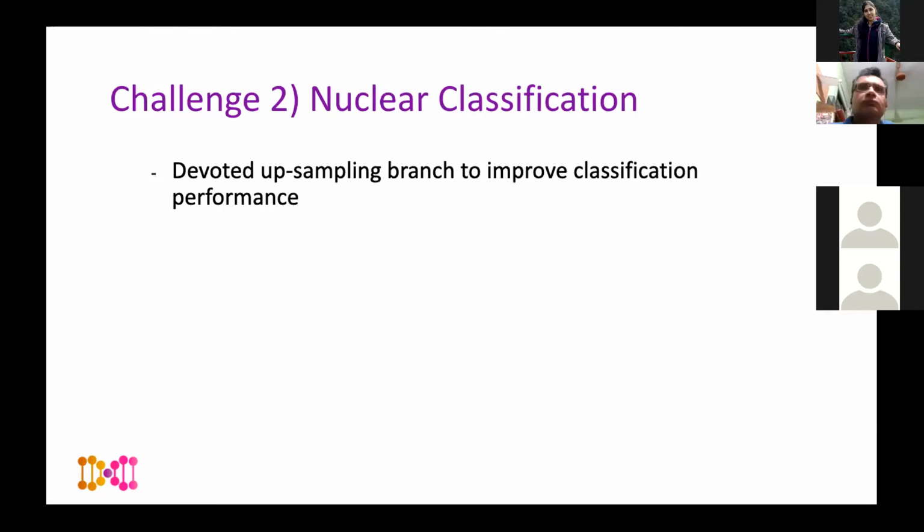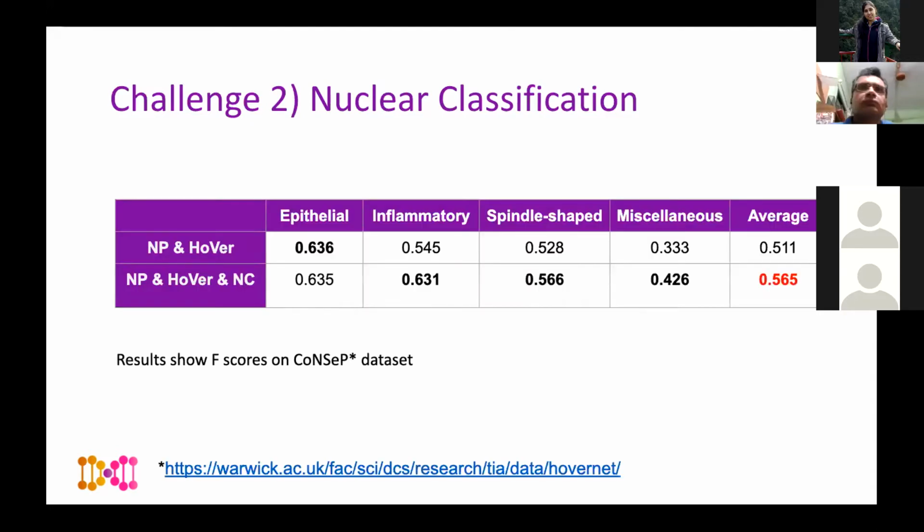Then for challenge 2, we used a devoted upsampling branch to perform the classification. If we show an ablation study from our HoverNet paper, we can see that when we use a completely independent classification branch, we can improve the overall performance. If we look at the final column, this is an F score that we're showing here. If we show the average F score over the classes, we can get quite a nice improvement in the performance when we're using this completely independent branch for nuclear classification.